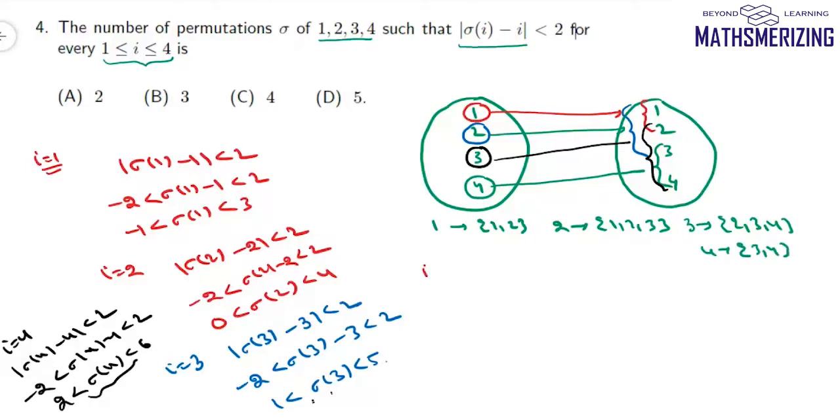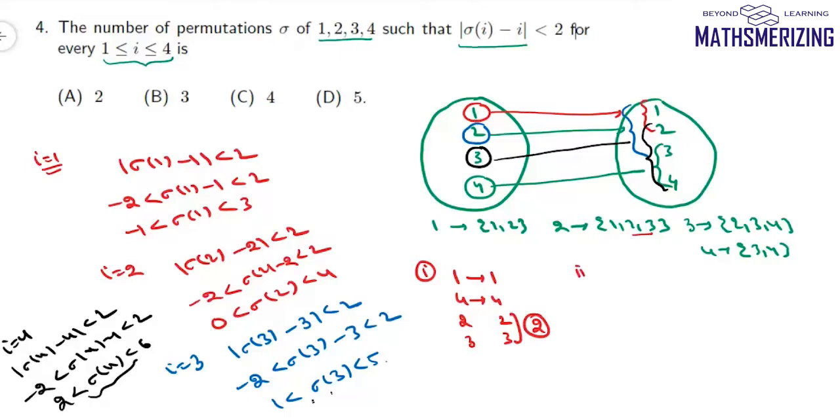So we'll consider the first case when 1 is mapped to 1 and suppose 4 is mapped to 4. Now if 1 is mapped to 1 and 4 is mapped to 4, then the choices for 2 and 3 are 2, 3 and 3, 2. So in that case, we'll have 2 choices for 2 and 3. So here number of permutations will be simply 2.